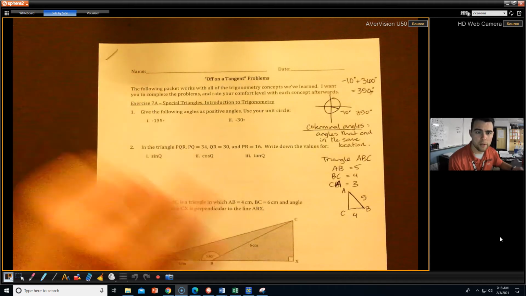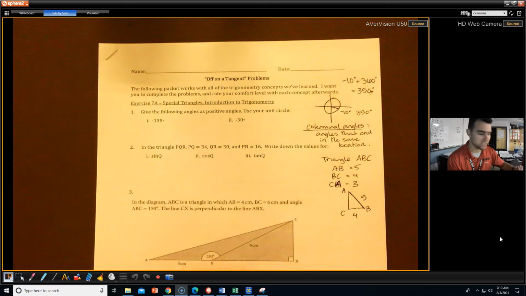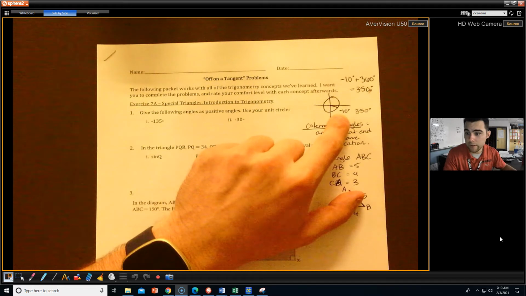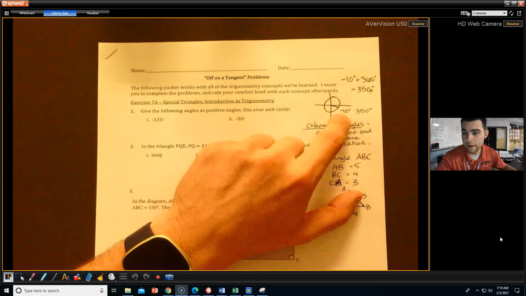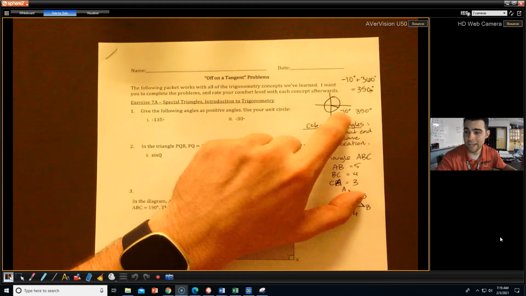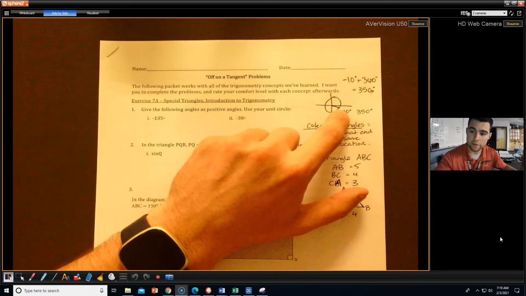We'll look at number one. We're given the following angles as positive angles. So I'm going to use a simpler example. I'm going to say I have negative 10 degrees, okay? If I go in the clockwise direction, that's negative, so I'll end up at negative 10 degrees. But if I want to go positive, I have to go counterclockwise. I would end up at positive 350 degrees.